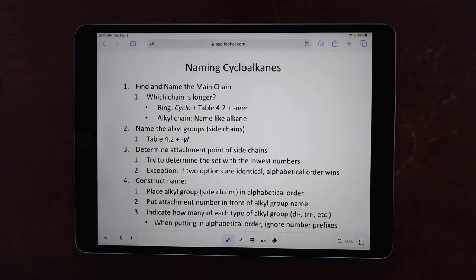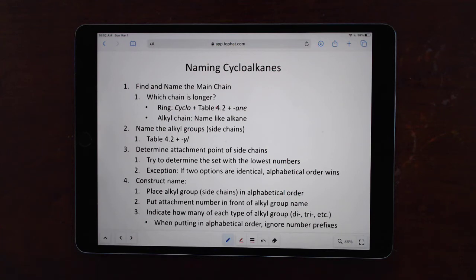We still need to find the lowest number set. What we're going to do is give every carbon that has something attached to it on the ring a chance to be carbon 1. A hint is that when starting at 1, you can go clockwise or counterclockwise, it doesn't matter, but you want to go towards the nearest side chain neighbor and then just keep going, whether that's clockwise or counterclockwise.